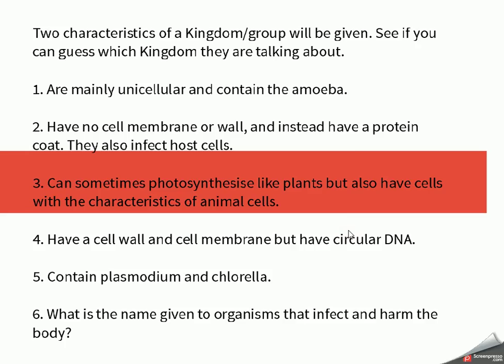So see if you can answer these questions. The first 5 are about the kingdoms and which ones they're talking about. Notice I've also included the virus group in here as well. So, which kingdom or group is mainly unicellular, single-celled, and contains the amoeba? Which has no cell membrane or wall and instead has a protein coat and infects host cells, the cells of other organisms? Which can sometimes photosynthesize like plants, but also have cells with the characteristics of animal cells?